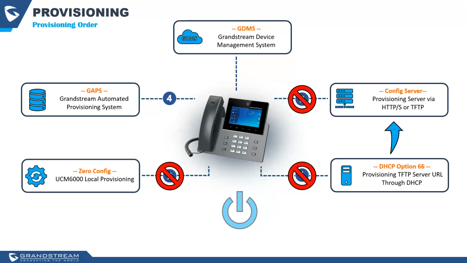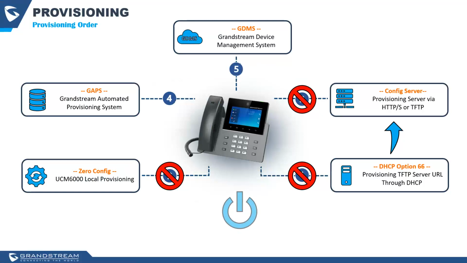So if there is a configuration preset for that device in GAPS, the GAPS will push the link for this config server path that the device needs to use to request its configuration. And that is what we refer to as redirection. It's like GAPS doesn't provision the phone, but it just redirects them to the config server path to use.